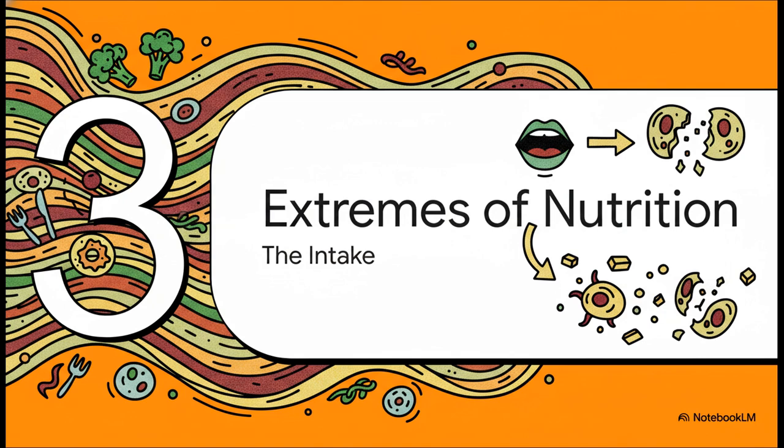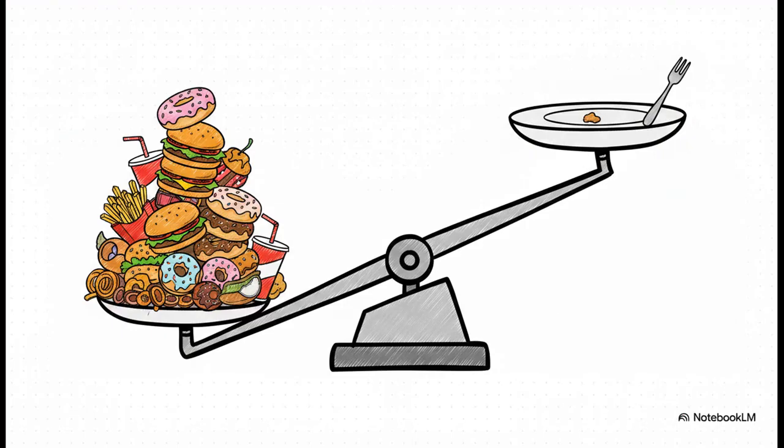Which brings us to Section 3, the extremes of nutrition, the intake. Starting around page 238, this is where the outside world crosses the threshold of our mouths and becomes the actual building blocks, or, unfortunately, the destructive elements of our cells. And this brilliantly illustrates the stark juxtaposition in the text between the extremes of nutrition, obesity on one side, and starvation and protein energy malnutrition on the other.